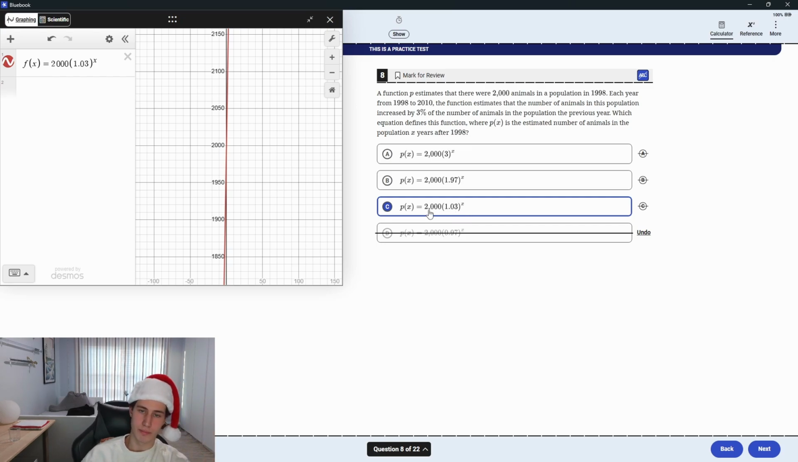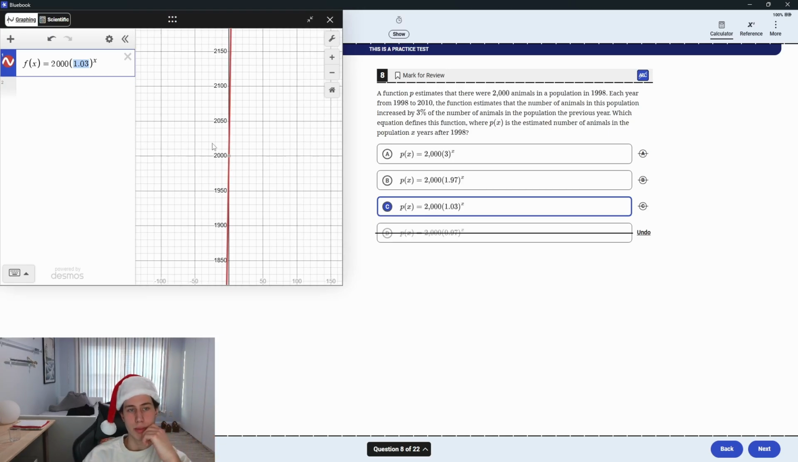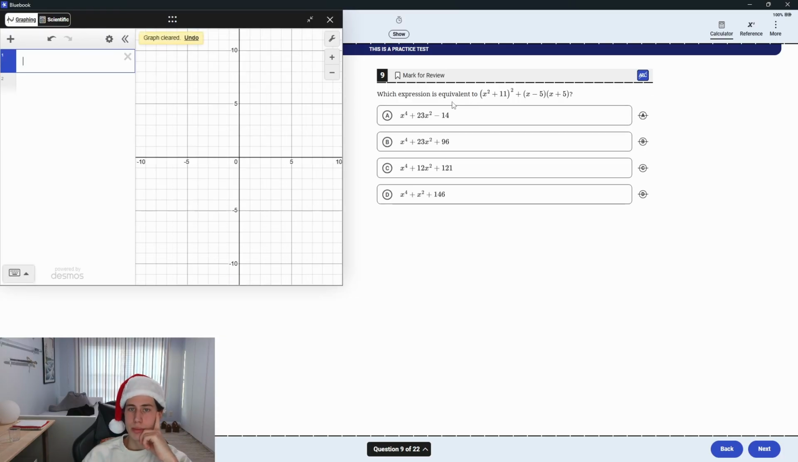And in this case, 1 represents just 100%. So 3% would be 1 plus 0.03, which is just 1.03. So in this case, C is the correct answer. Now, if you knew that, you could just automatically see that C is the right answer. And if not, if you want to guess and check, this would be your best way of doing it.